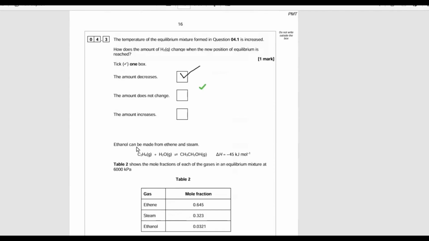Okay, what have we got here? Ethanol can be made from ethene and steam. We've got ethene plus steam, because it's water with a G, reversible goes to ethanol. And the enthalpy change is minus 45 kilojoule per mole. Table 2 shows the mole fractions of each of the gases in the equilibrium mixture at 6,000 kPa.